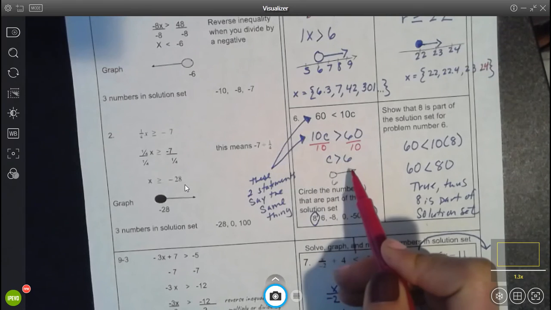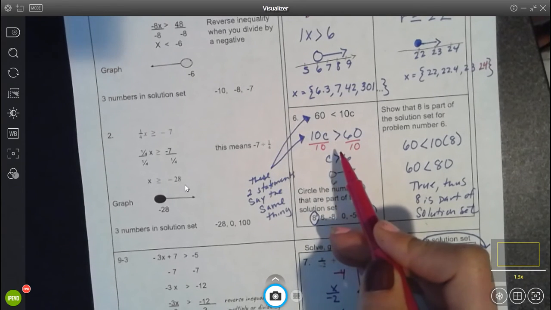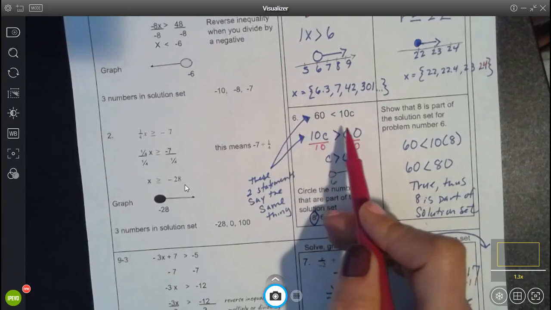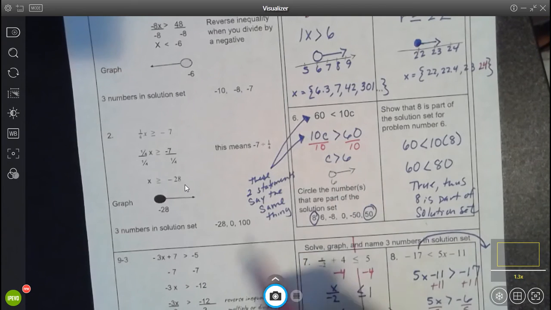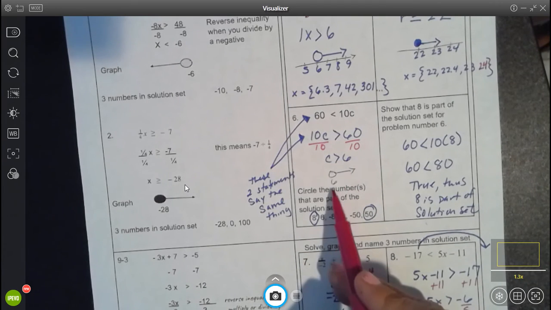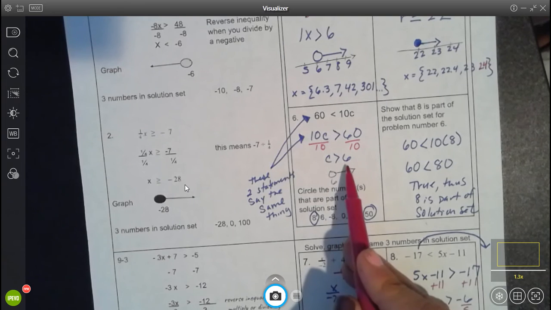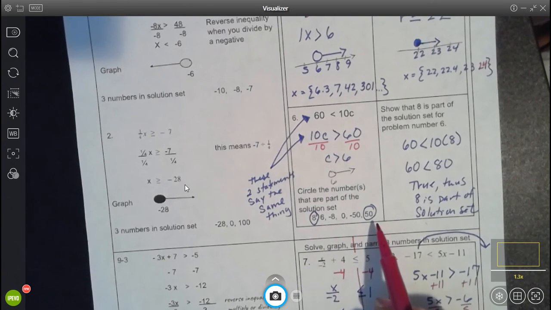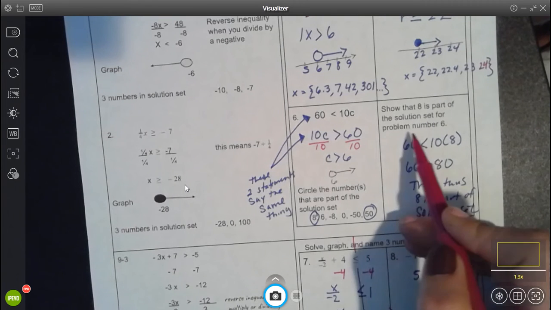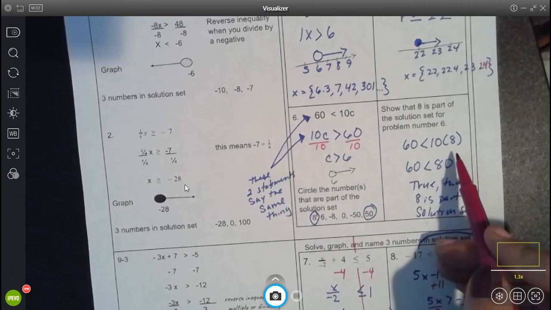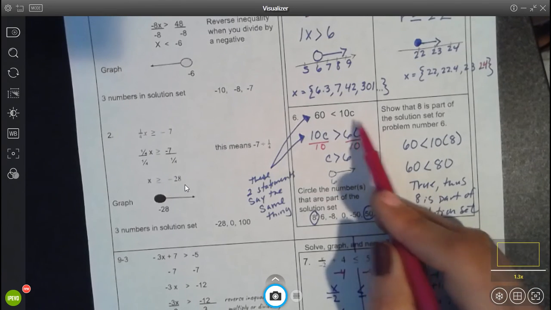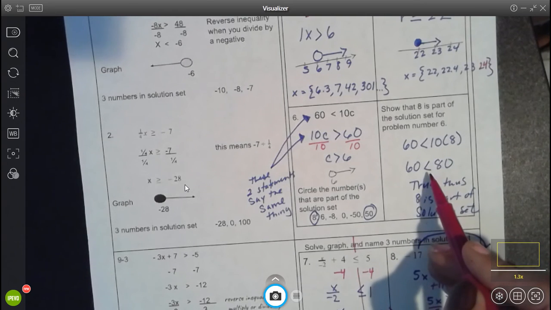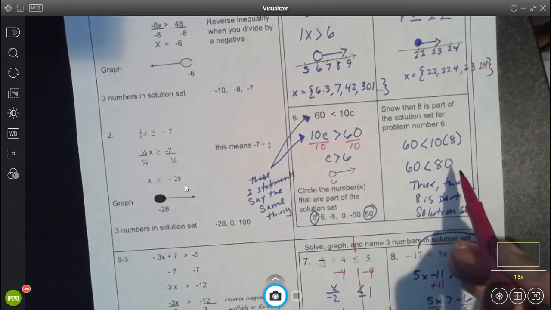Okay, no flipping again, just a single time we need to reverse it. We reversed it here when we rewrote the equivalent problem with the variable on the left. We do not flip it again because it's a positive coefficient. So I'm looking down here for what numbers are greater than 6. The numbers that are greater than 6 in here would be 8 and 50. Show that 8 is part of the solution set. So show that 8 works for this problem. I would plug in 8 for the C right here, and that says that 80 is the bigger one over 60, or 60 is less than 80.